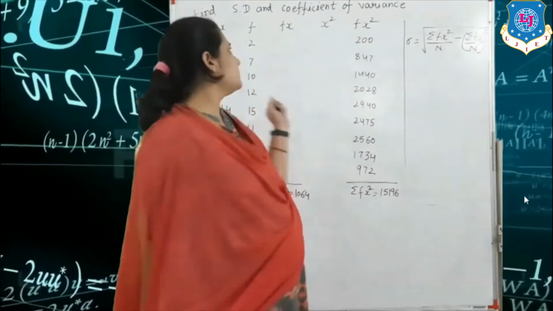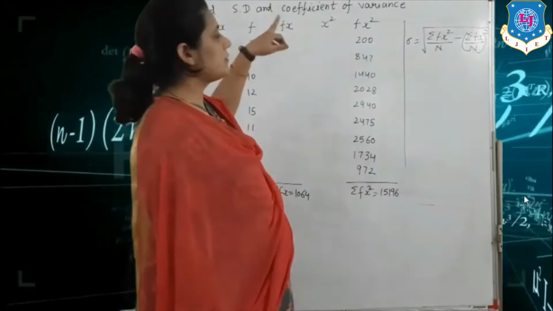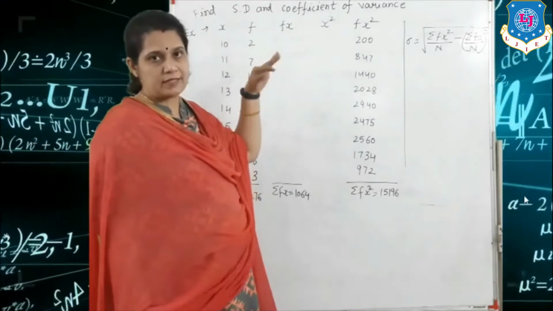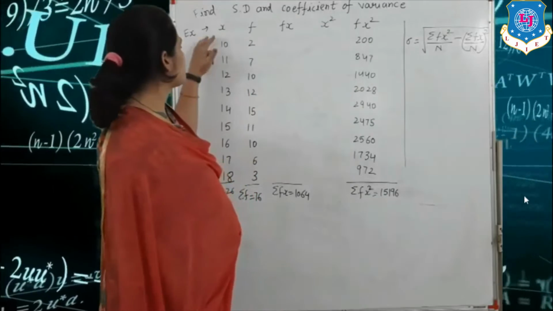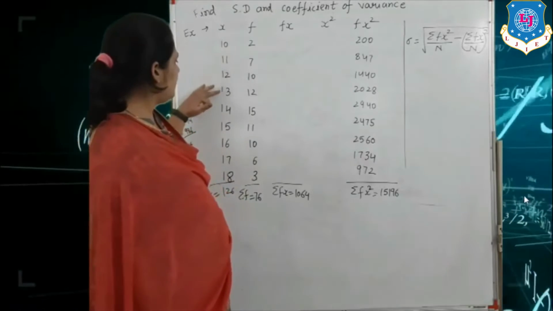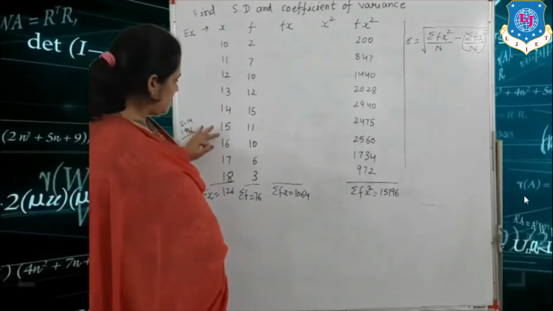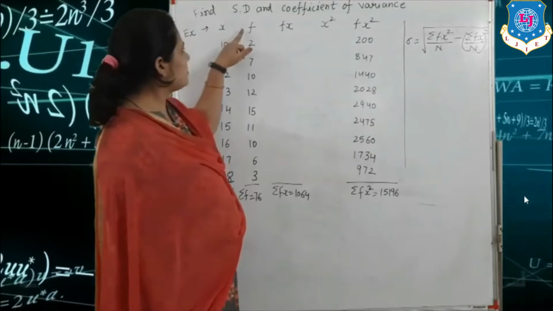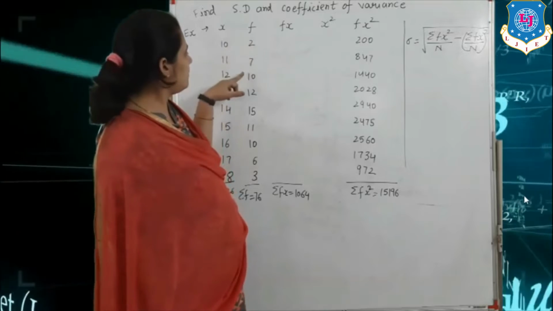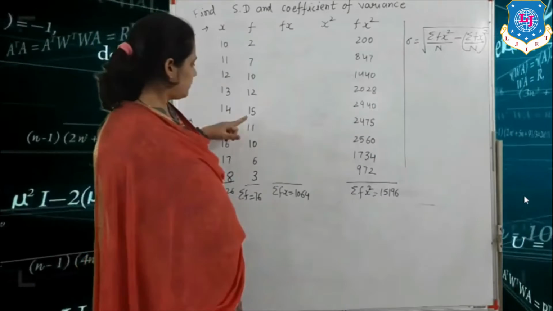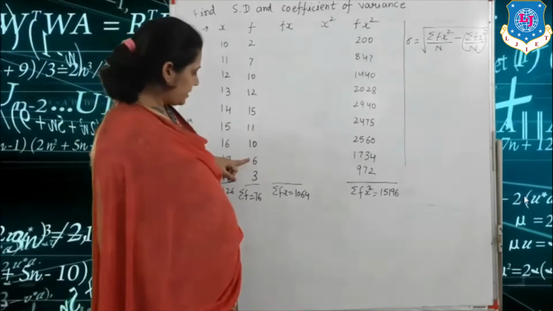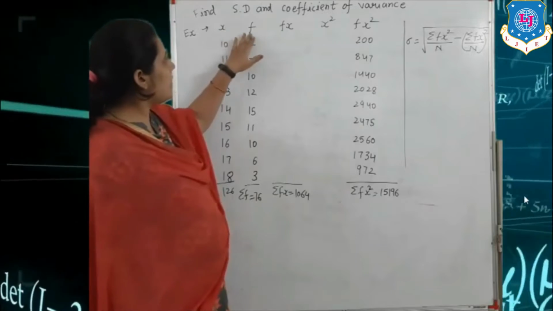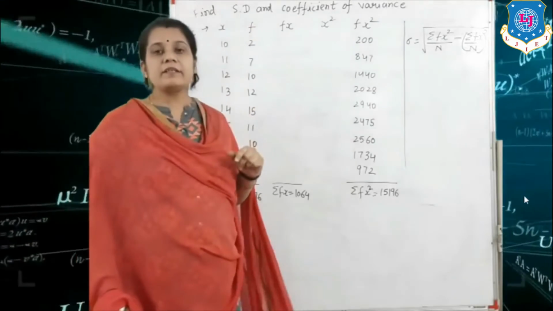So, our next example is: find the standard deviation and the coefficient of variance. Here we are given the value of x and f both. The value of x is 10, 11, 12, 13, 14, 15, 16, 17 and 18. And according to this x, the value of f is 2, 7, 10, 12, 15, 11, 10, 6 and 3.